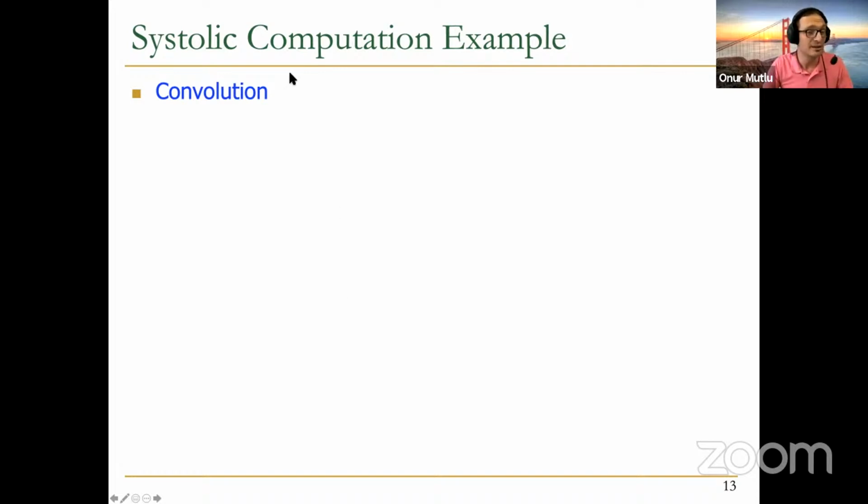But convolution was one of the major reasons why systolic arrays were built. And you can find this in the H.T. Kung paper.